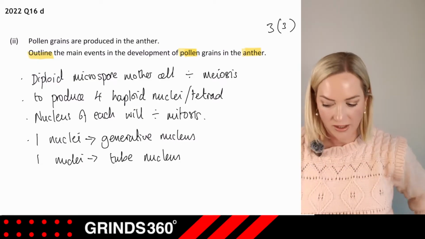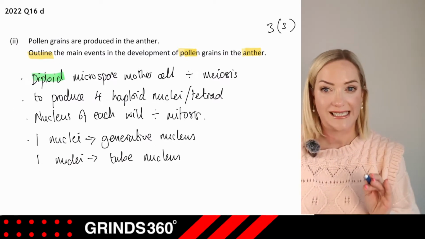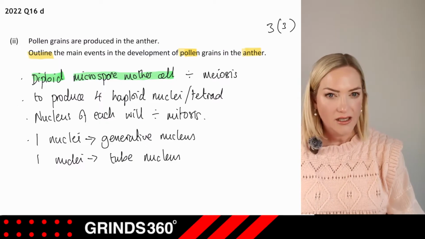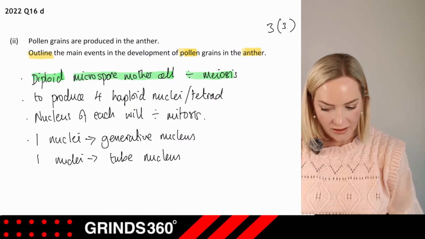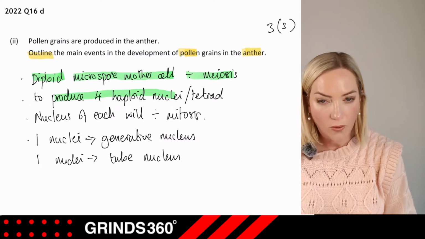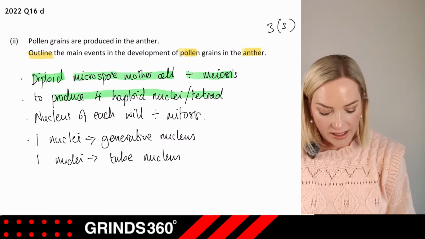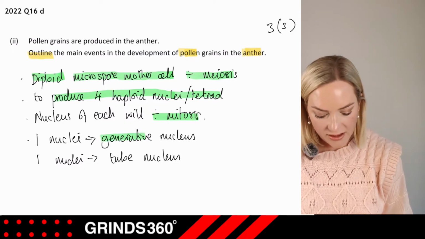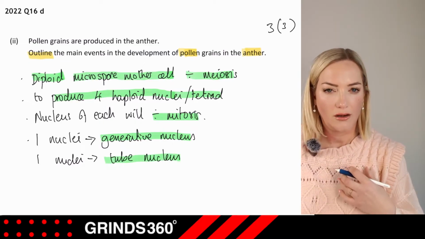What's on the marking scheme? What do we want to see students have? We want to see students say diploid. There are 3 marks for diploid, 3 marks for saying microspore mother cell, 3 marks for saying divides by meiosis, and 3 marks for saying produces 4 haploid nuclei or tetrad. The nucleus of each will divide by mitosis. We'll have a generative nucleus and a tube nucleus. That's what we're looking for from our candidates.